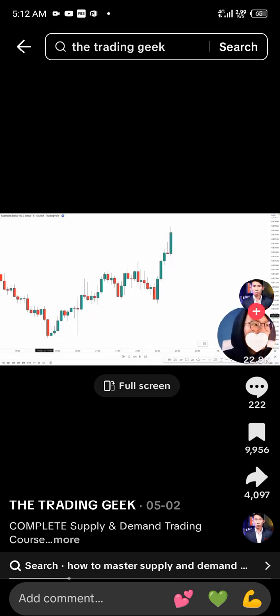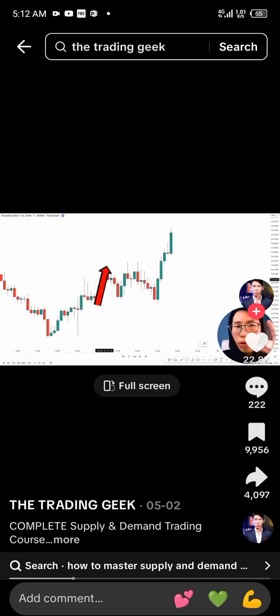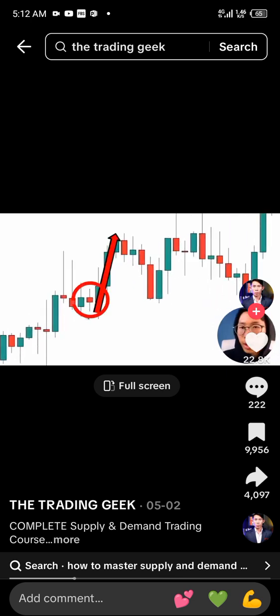Remember, you do not want to see tiny small little candlesticks just like this. You want momentum candles, the big boys. So in this example, I will just use these 3 green momentum candles right here. So the next step is that you want to find the area where the move started. So this up move right here started from the previous candle. So this is the previous candle right here.